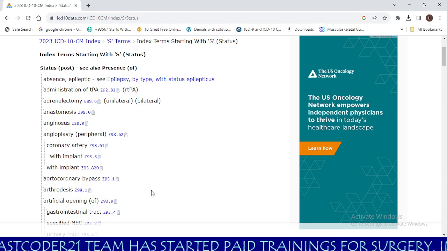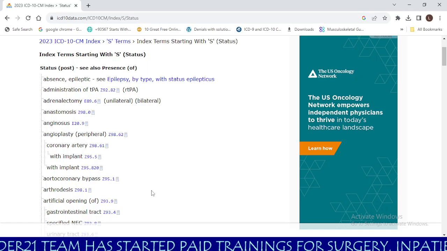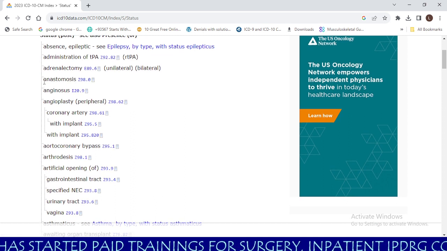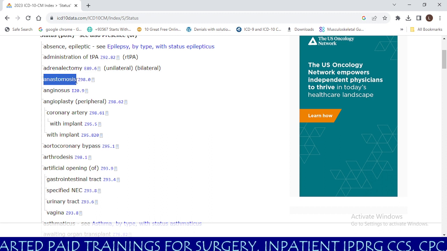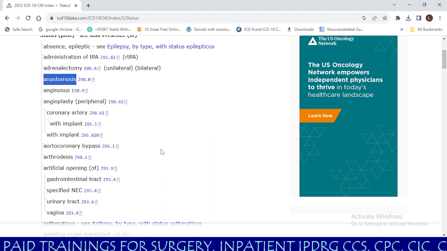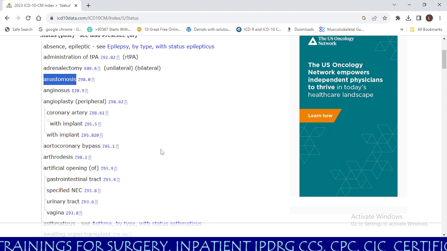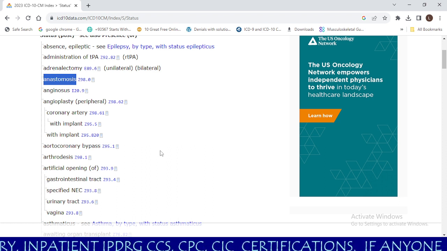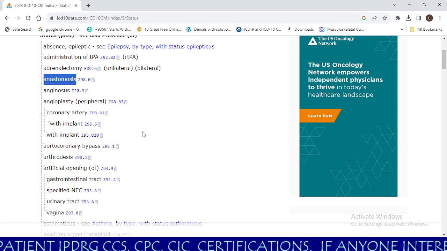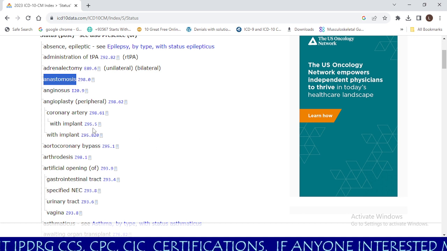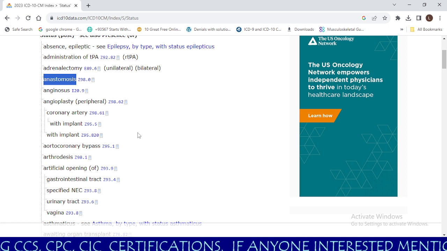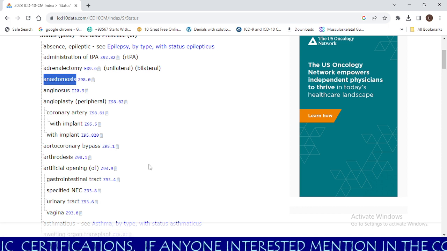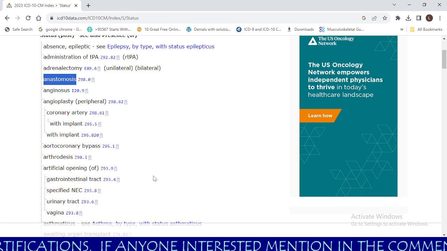So if you check in the status index, we have multiple codes here. So all are Z codes, like anastomosis. So basically here the physician has performed the anastomosis, but the patient did not get rid of this condition. So this is related after the past surgery. As we have discussed, angioplasty, coronary artery with implant status is Z95.5. So as long as the patient has the condition, the patient needs to have this implant. So this will become a status code.